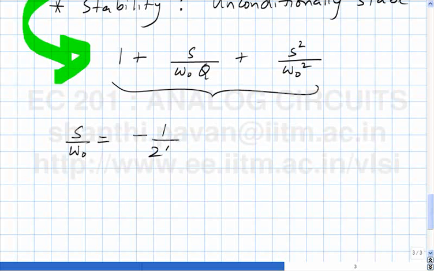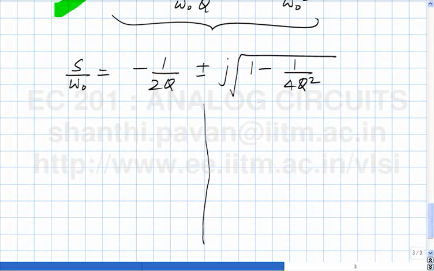Minus 1 by 2Q plus or minus j square root of 1 minus 1 by 4Q square. If I plot the locations of the roots on the Laplace plane, so if I plot s by omega naught rather than s, so that the scaling factor omega naught is removed, when Q is very, very small, what do you think happens to the roots?